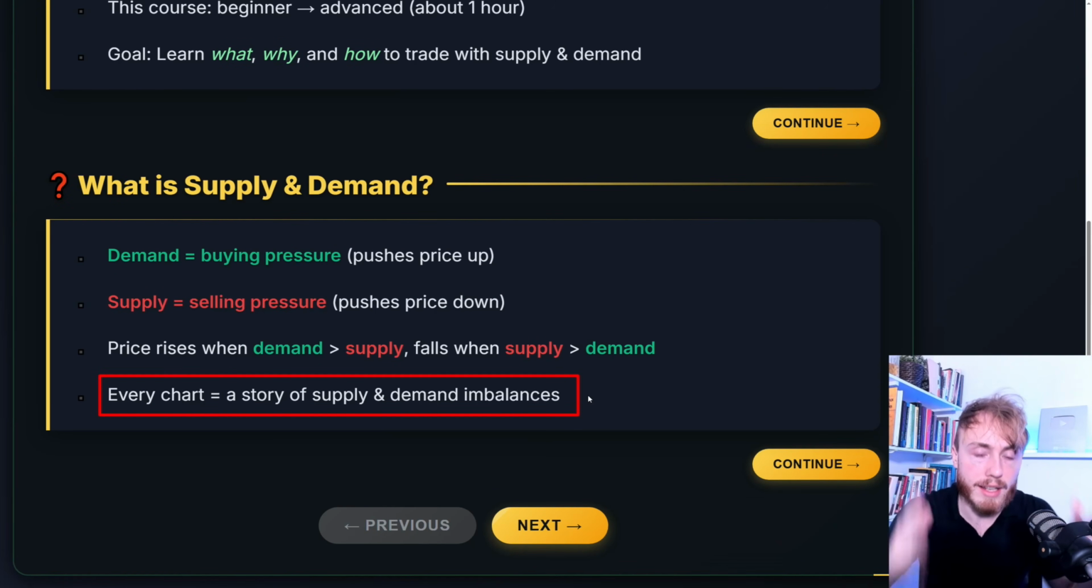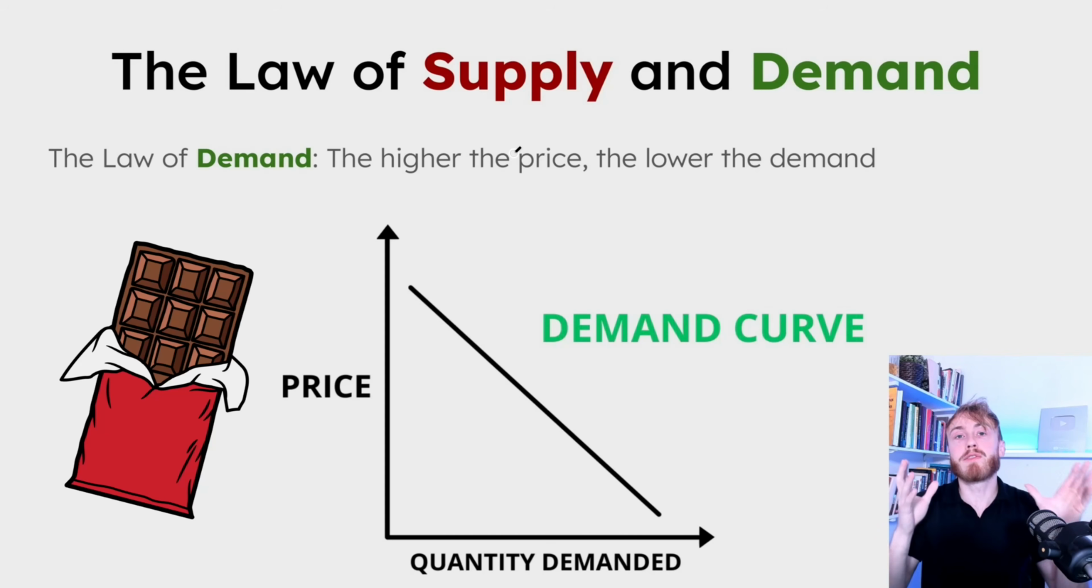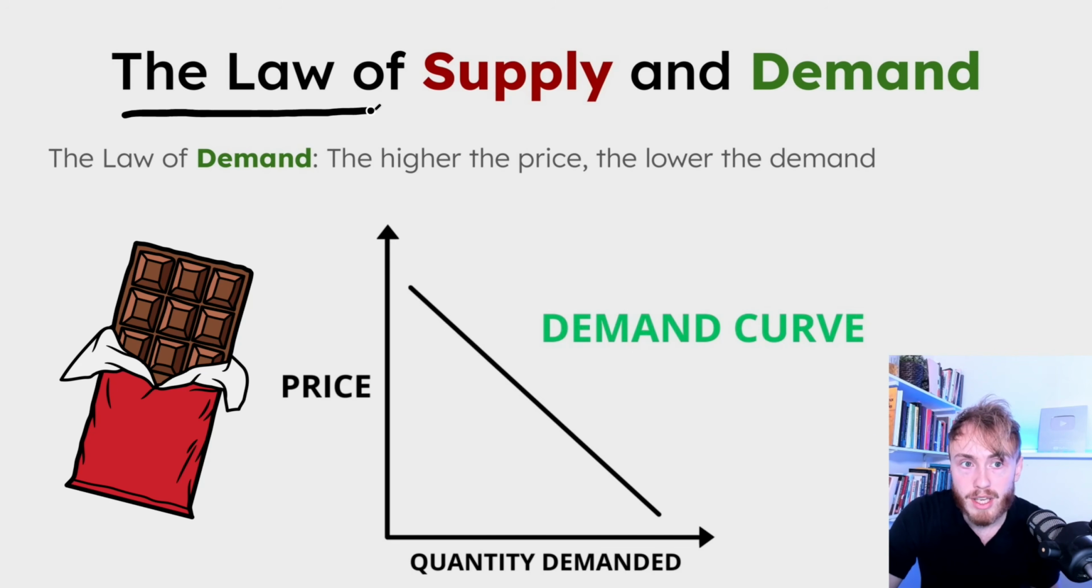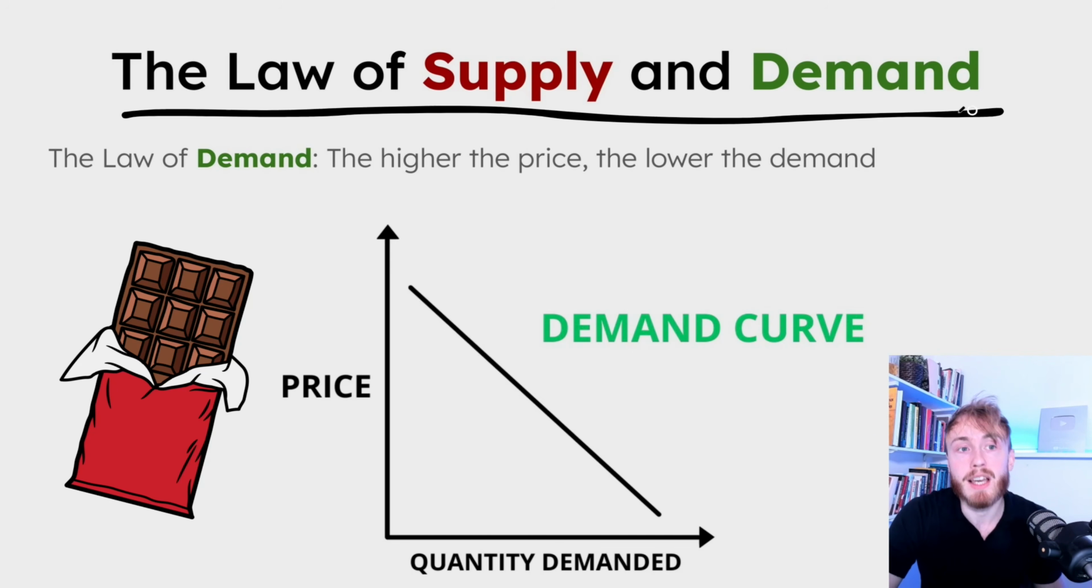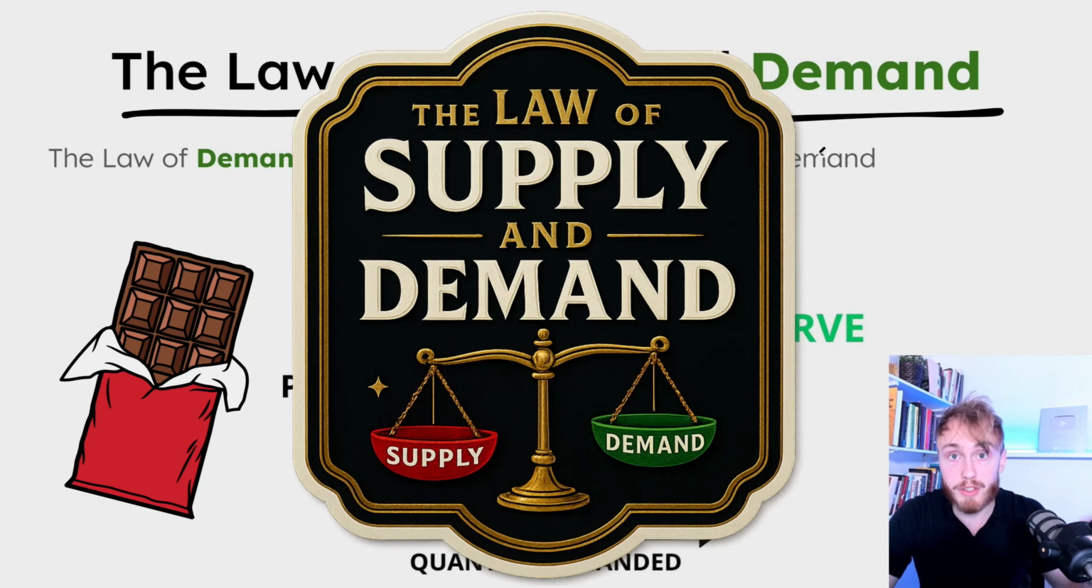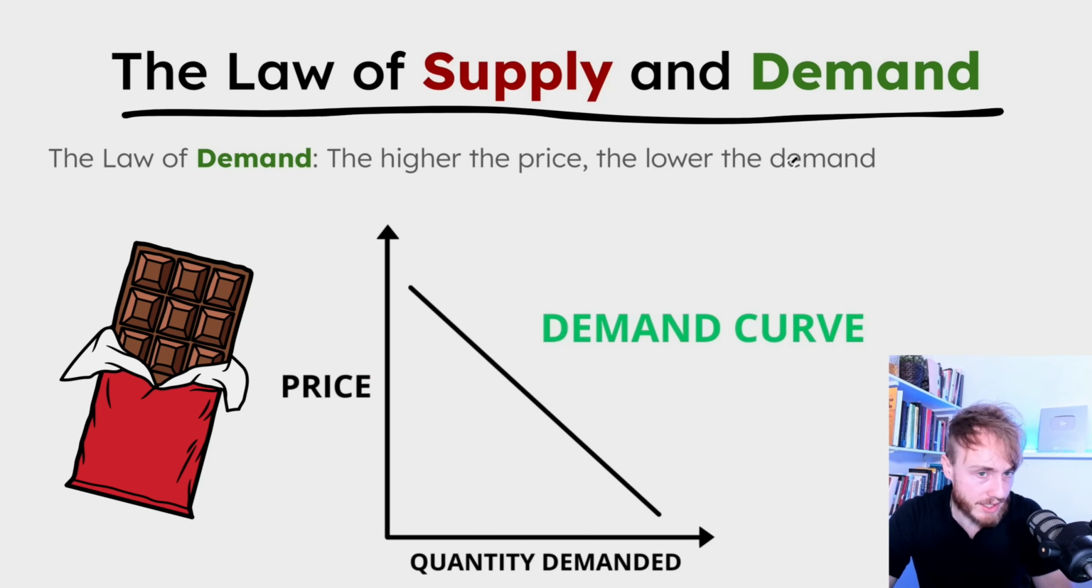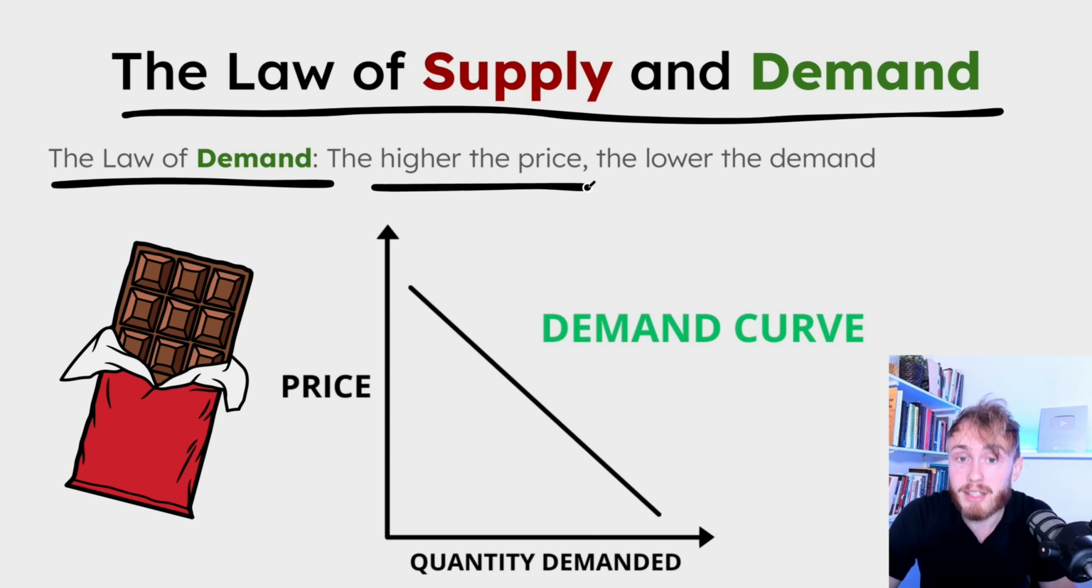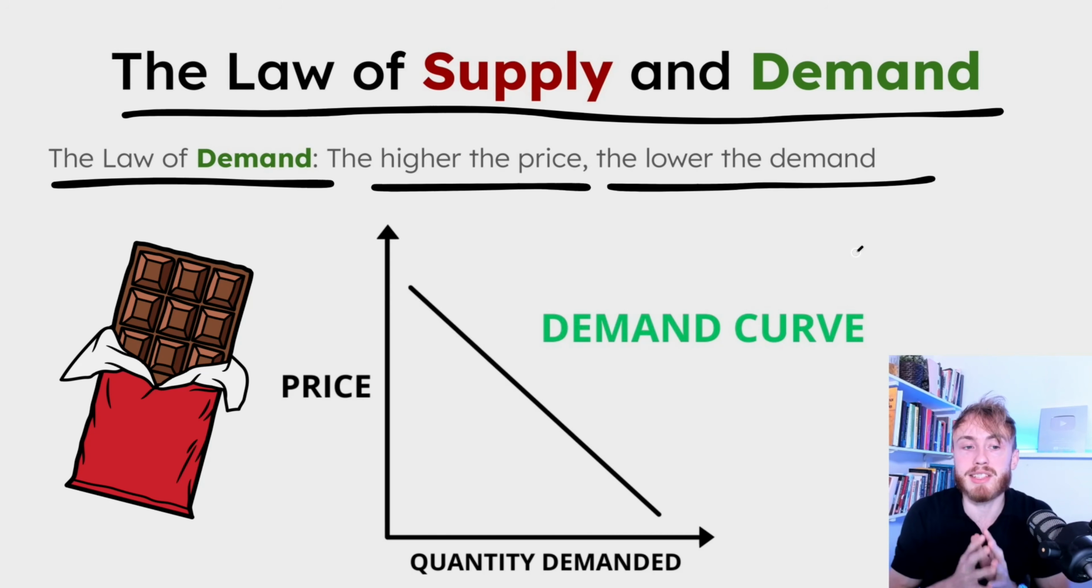Alright, so now it's finally time to start learning about how supply and demand works. And to understand supply and demand, you need to learn about something known as the law of supply and demand. To make this very simple, we can divide this into two laws. Let's begin here with the law of demand. The law of demand simply states that the higher the price, the lower the demand will be. And this is a general rule.